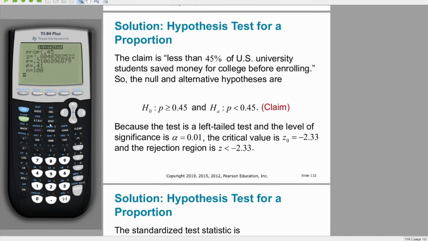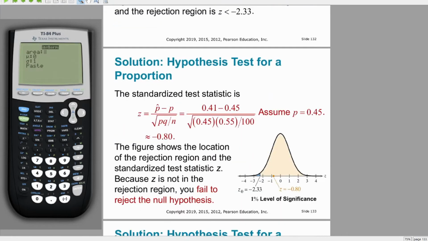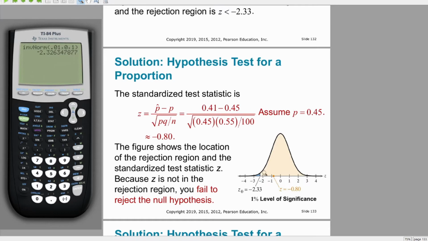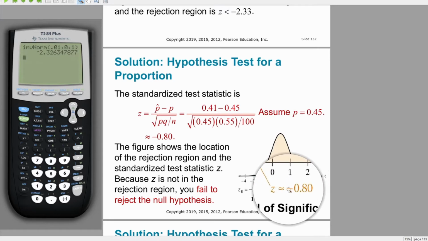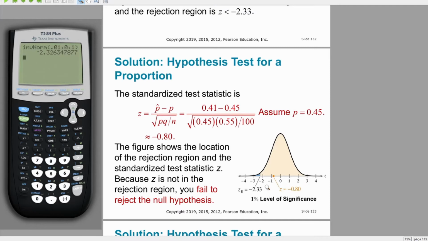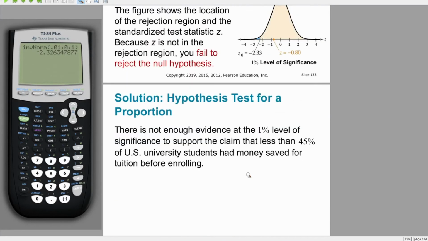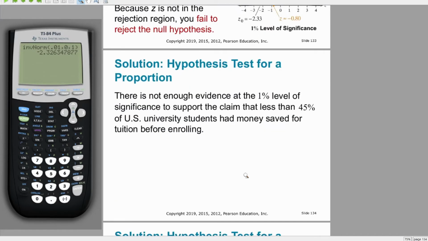Or if we want to be sure, we can get our critical value here with an inverse normal computation. Since we are looking for the 1% in the left tail, that would be 0.01, and we run this to get a value of negative 2.33. With this left tail, the critical value is well below our test statistic. That is, our test statistic is not in the rejection region, so for that reason as well, we would fail to reject the null hypothesis and say there's not enough evidence to support the claim.